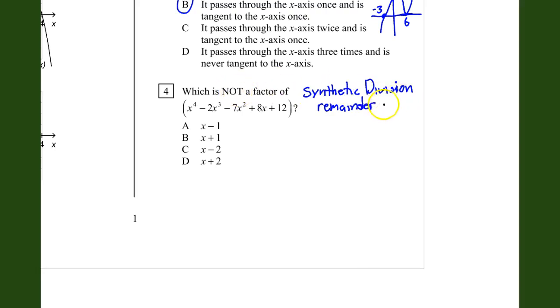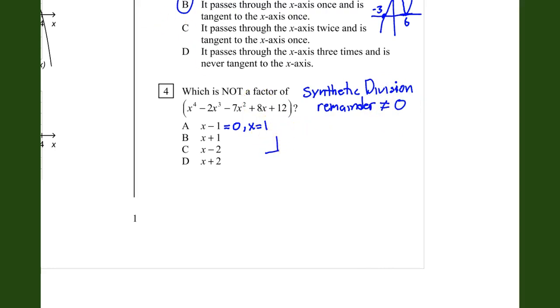Well, not a factor, so we're going to say not equal to 0. We're looking for, do synthetic division, and we don't want to get 0. So to test this as a factor, just like on number 1, we're actually going to test the number as if we solved this equal to 0. So x minus 1 equals 0 gives you x equals 1. So we're going to try synthetic division with the number 1 first. And if that doesn't work, we try -1, and then 2, and then -2. Look for something that gives us a non-zero answer.